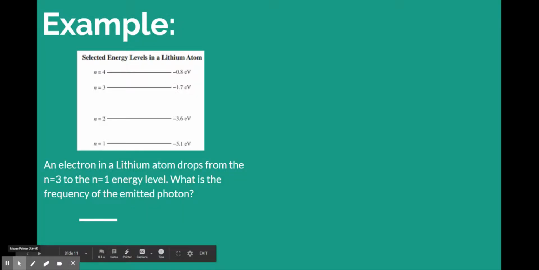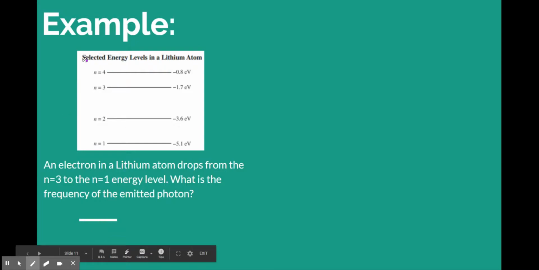I'd like to take a look at an example of an emission spectrum type question involving understanding the Bohr model of the atom. In this question, an electron in a lithium atom drops from the n equal 3 to the n equal 1 energy level, and the question is, what's the frequency of the emitted photon? So let's start by making this a little more concrete.